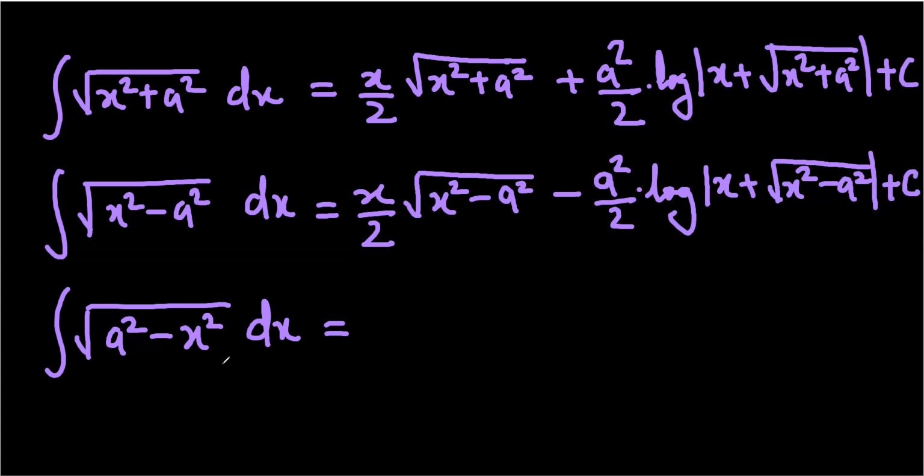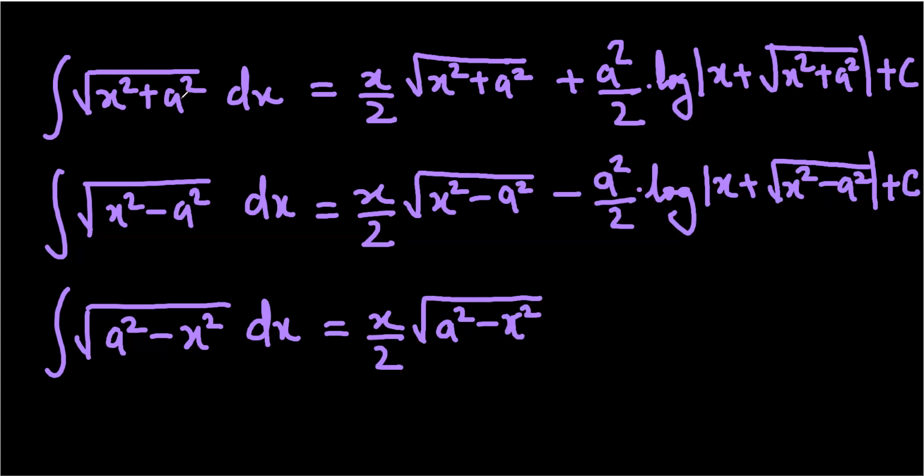And then the third one, the variable is x, so you will write x by 2. You don't have to check the sign of the variable, whether x square is positive or x square is negative. Irrespective of that, it is always x by 2, and then multiply the square root as it is, which is a square minus x square. You will check the sign of a square.